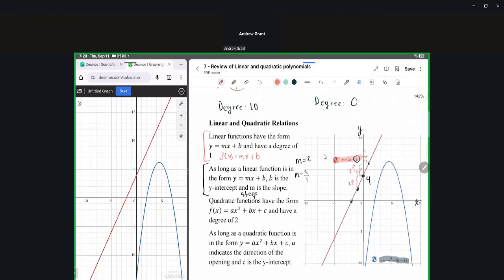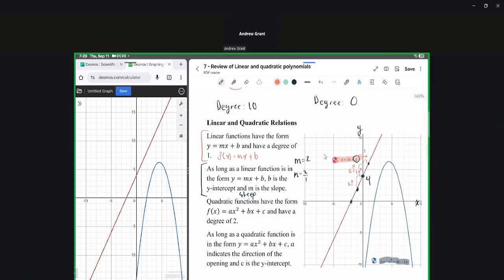Okay. Quadratic functions have the form f of x is equal to ax squared plus bx plus c. And note that again, this is y is equal to ax squared plus bx plus c. And these have a degree of 2.